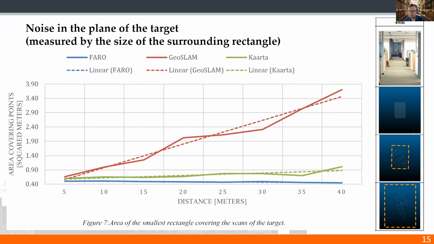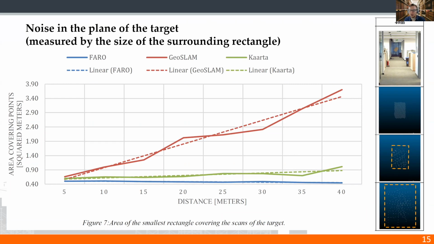Well, the remaining part of the accuracy is shown in this graph. To be more precise, this graph shows how the accuracy changes in the plane of the target. So the previous graph showed the accuracy in the direction perpendicular to the target, and now we can see accuracy in the plane of the target. I slightly simplified this by measuring simply the area of a bounding box surrounding the point clouds.